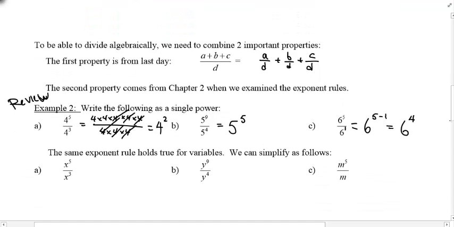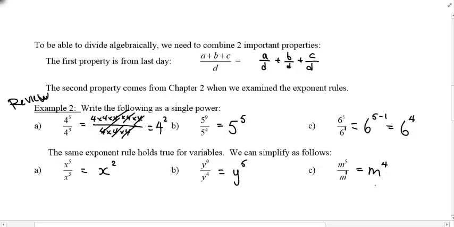So as long as the variable is the same, we just subtract the exponent. So in this case, the variable base is x. 5 minus 3, that must be 2. The variable base is y. 9 minus 4, that's 5. The variable base is m. 5 minus 1 is 4.